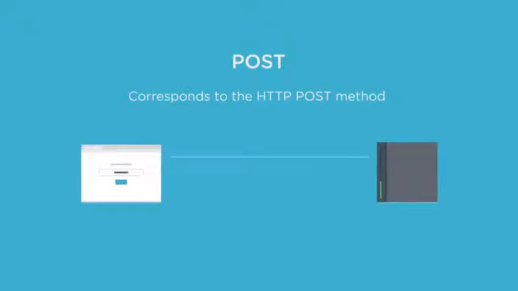As I mentioned previously, the action attribute is the web address of a program that processes the information submitted via the form. The method attribute is the HTTP method that the browser uses to submit the form. Possible values are post or get. Post corresponds to the HTTP post method. That means that data from the body of the form is sent or posted to the server.